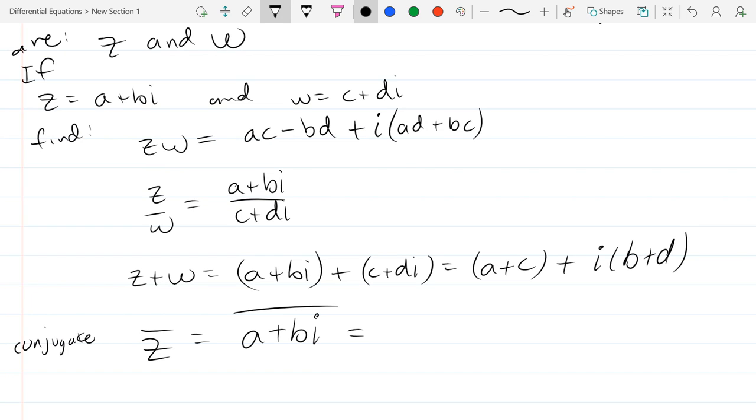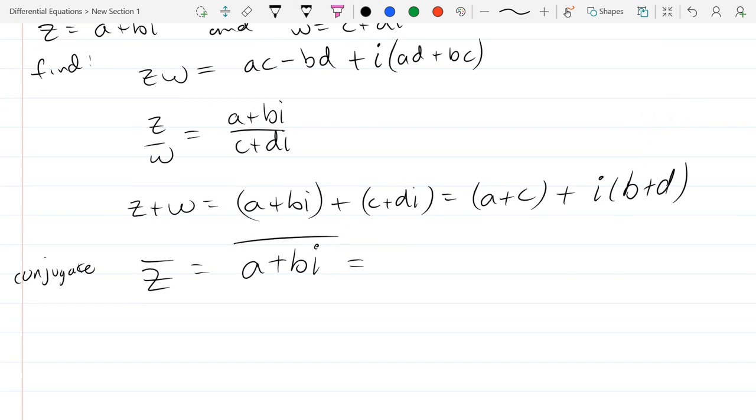So I probably wrote them in decreasing order of difficulty. The conjugate and the plus operator are very easy. So plus, you just add real parts, imaginary parts. Nothing special going on with the plus. The conjugate operator, what does that do to the number a plus bi?